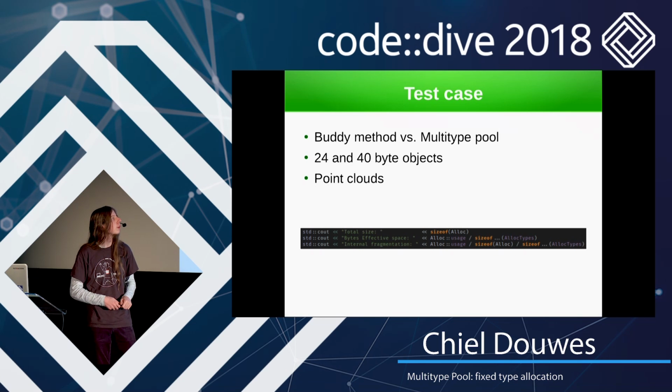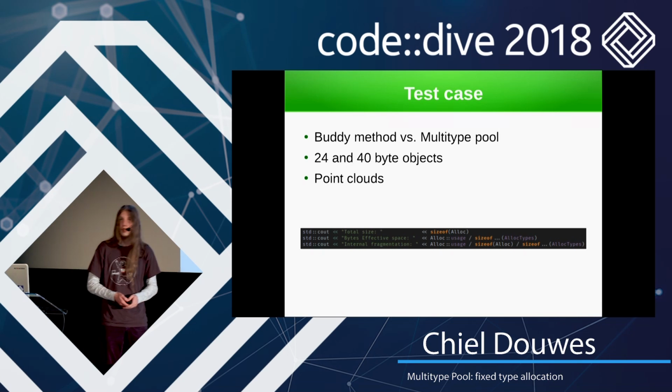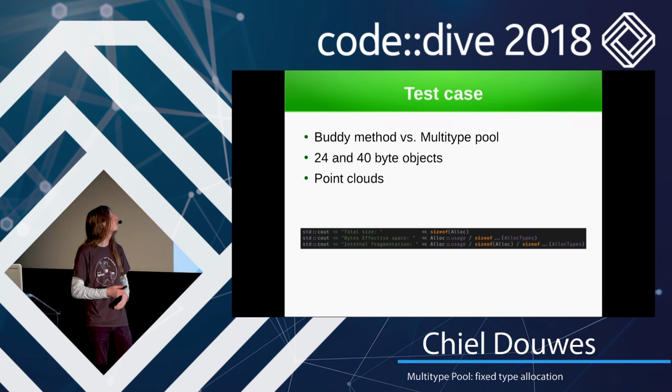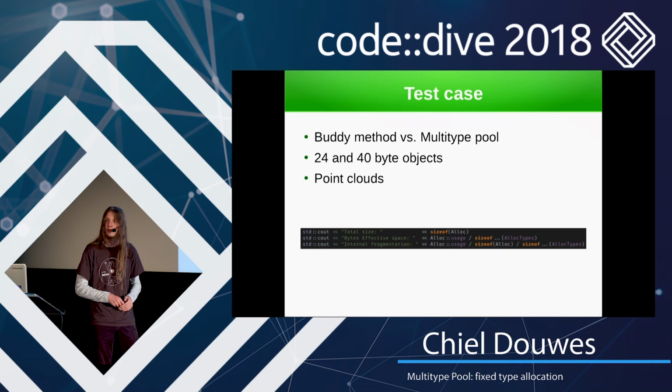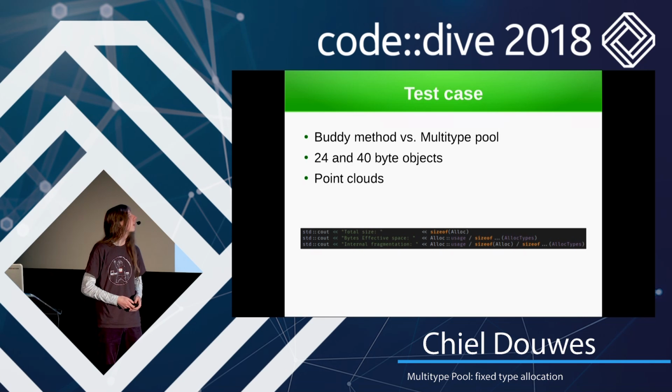So some benchmarks. I compared the buddy method, so it powers of two allocation, against this pool. And in this case, I'm using 24 and 40 byte objects, which is pretty normal for something like a point cloud, which has octree nodes and points itself, so two types.